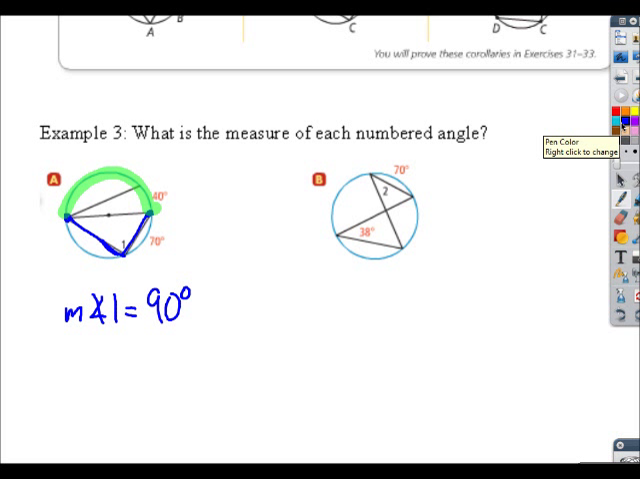For letter B, to find the measure of angle 2, well, this inscribed angle and this inscribed angle both intercept this same arc, so they have to be congruent to each other. So the measure of angle 2 is 38. Now this is a shortcut. If you wanted to, you could have said, well, if this is 76, then that is 38. It's half of the 76. You could have done it like that if you wanted to.